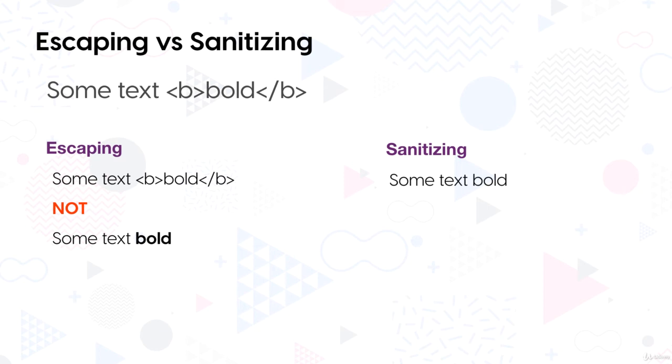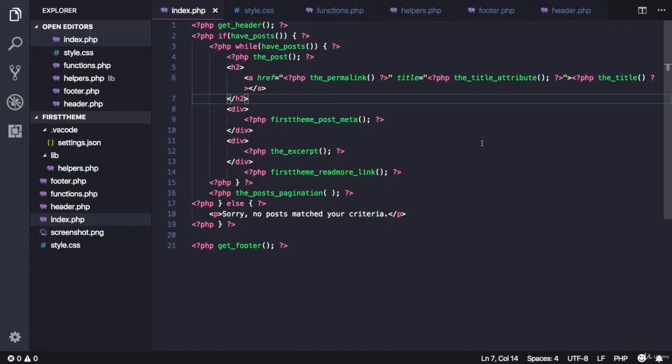In fact, let's see in the code that we've written so far if we can use any of these functions. So let's open index.php and let's check all the functions that get something from the database and see if we have to sanitize or escape any data. So here we have the permalink, we have the title attributes, we have the title, and we have the excerpt, and we also have the two custom functions that we've written. So let's start with the permalink.